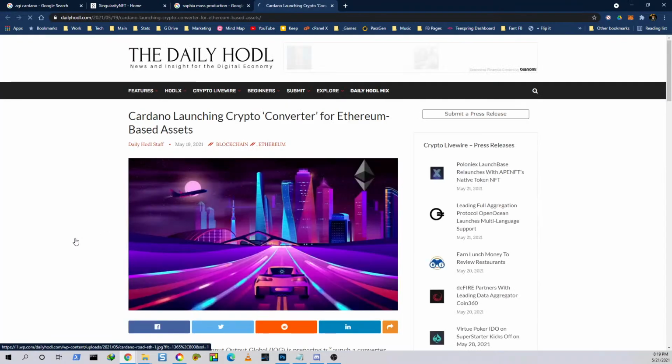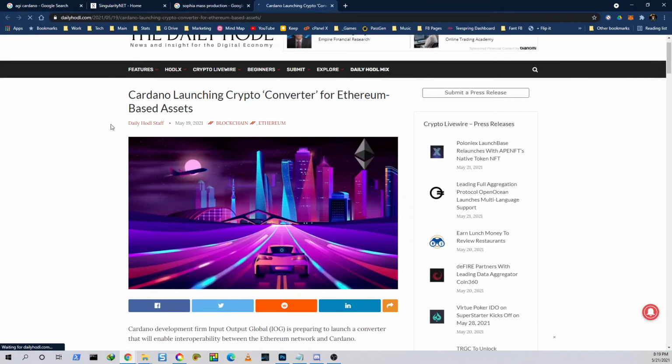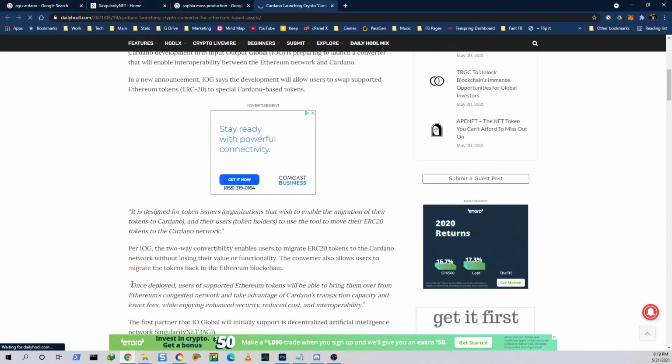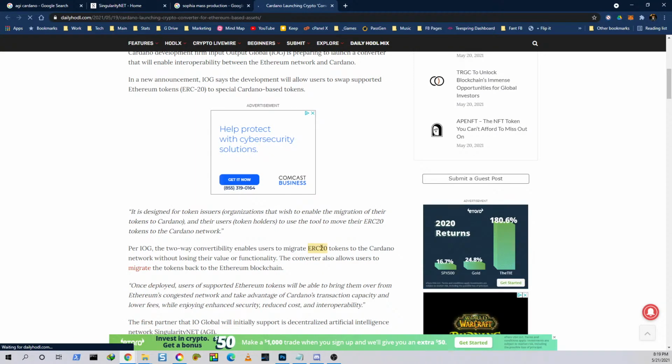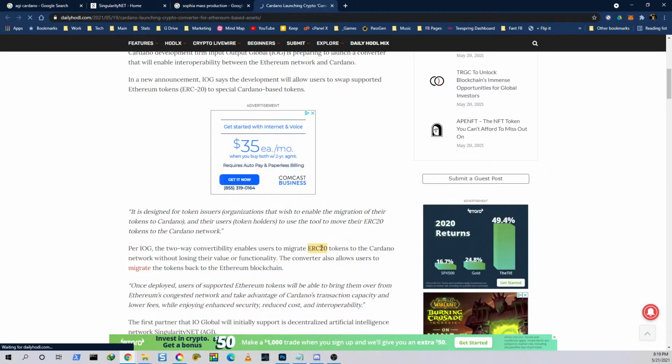So, what's getting ready to happen? Cardano is getting ready to launch a converter for Ethereum that will take your Ethereum ERC20 smart contracts and convert them to Cardano. So any ERC20 smart contract will be convertible to Cardano natively. That means everybody that's got a project on Ethereum will be able to port their stuff over.